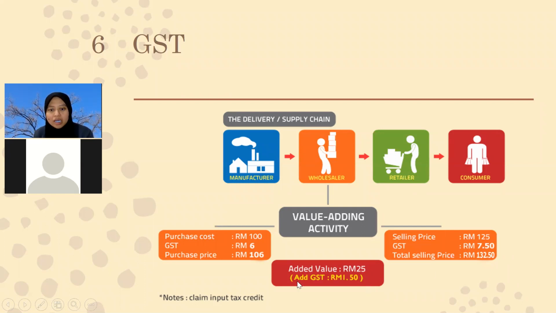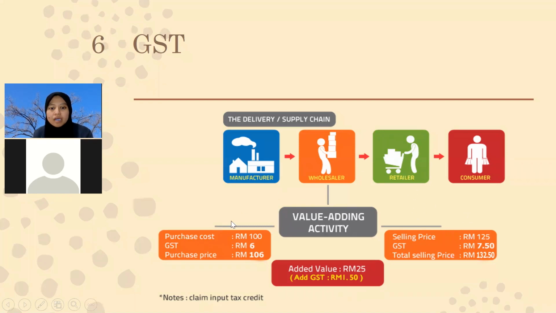So the difference here, 7 ringgit and 50 cents less 6 ringgit, gives a difference of 1 ringgit and 50 cents. This 1 ringgit and 50 cents is basically 6% of the added value. From 100 ringgit to 125 ringgit, the added value is 25 ringgit. So basically the additional GST paid is 1 ringgit and 50 cents, based on 6% of the added value. That's why GST is also called value added tax. Tax is imposed only on the added value.